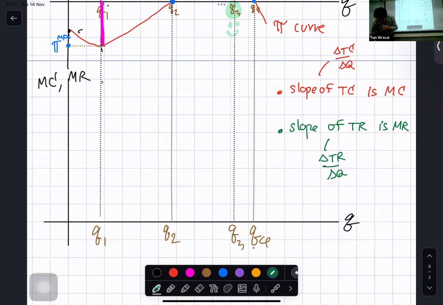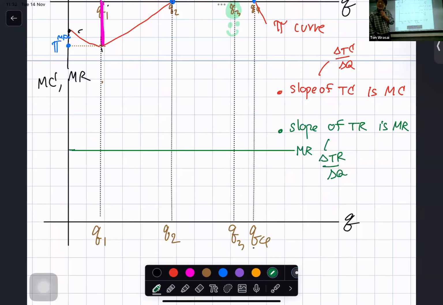Let me draw it now. The marginal revenue curve must look like this. Why? Because the slope of TR is a constant number. Let's say producing and selling one more cookie, we get 10 baht, 10 baht, 10 baht, 10 baht. The number 10 is here. All right. Now, the slope of total cost is MC.